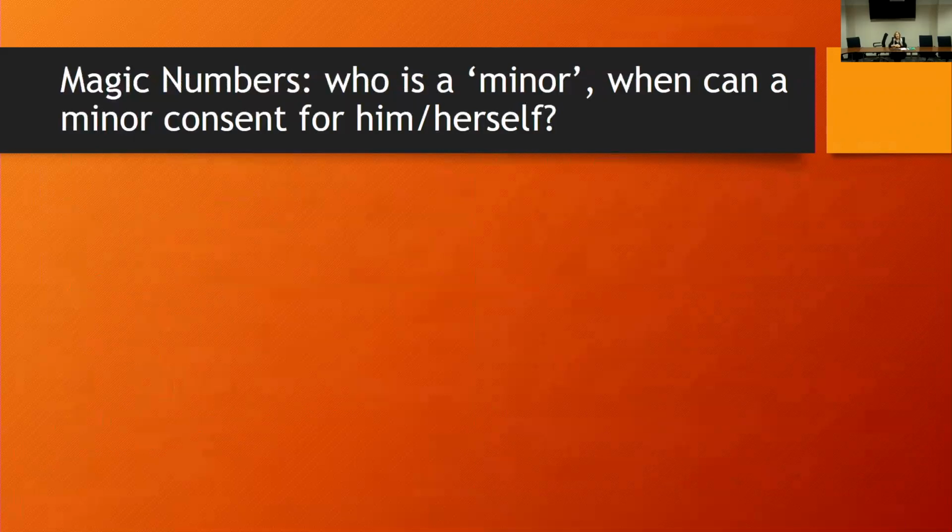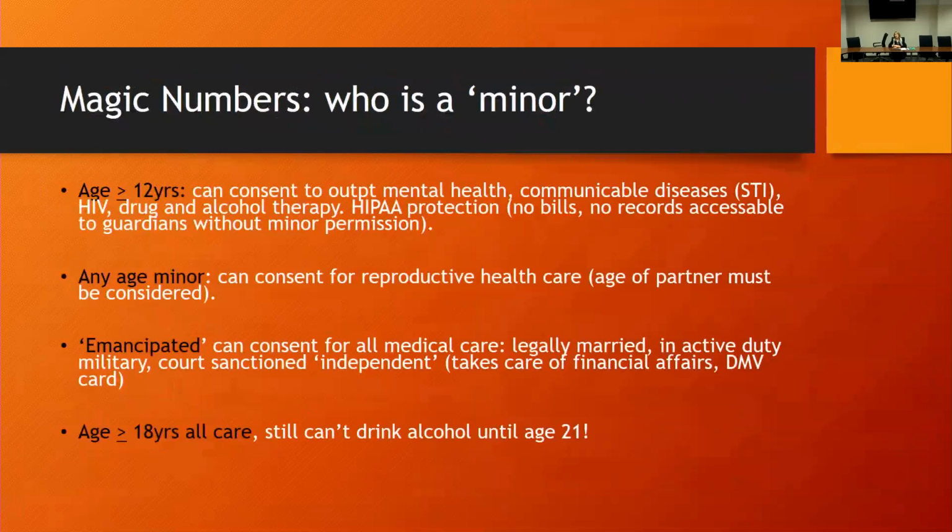Anyway, okay, who's a minor? When can they consent? So anybody 12 or over can consent to outpatient mental health. They can't be put into a mental hospital without their parents, but they can get outpatient mental health. Any kind of STI, HIV, drug or alcohol treatment, and they get HIPAA protection. That is one of the reasons we have the option to send the AVS home with a child by printing a limited sensitive AVS that doesn't have specific diagnoses on it.